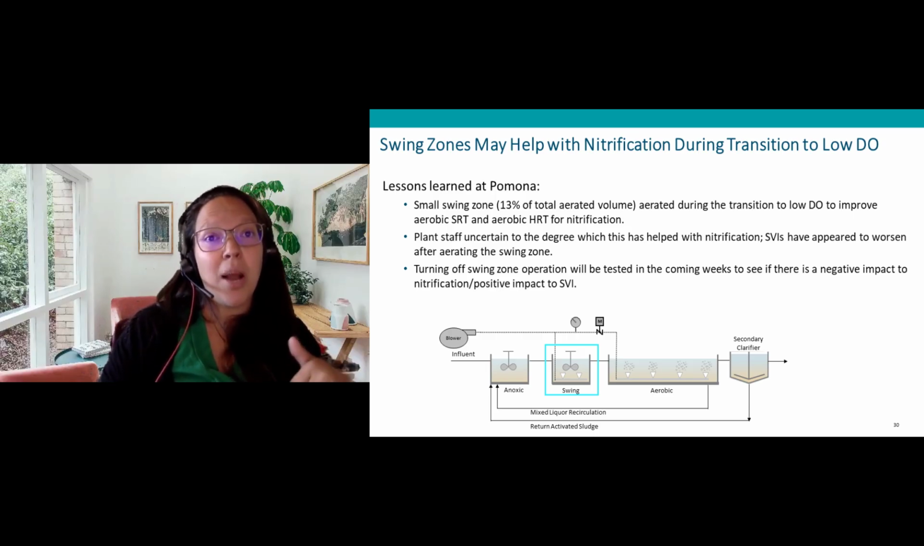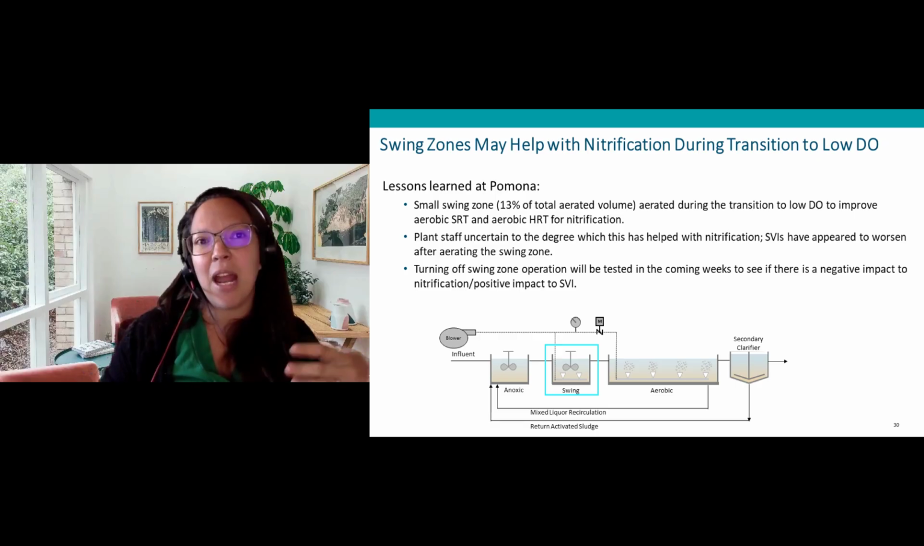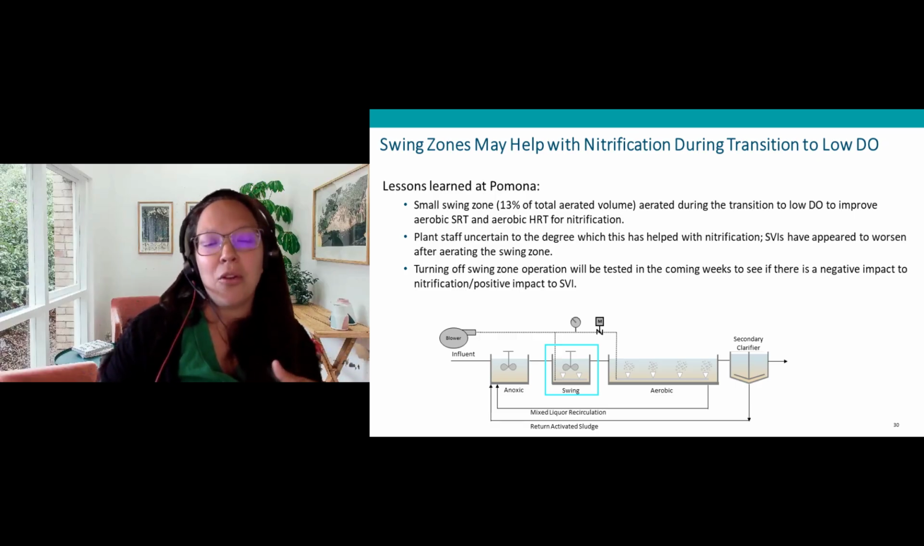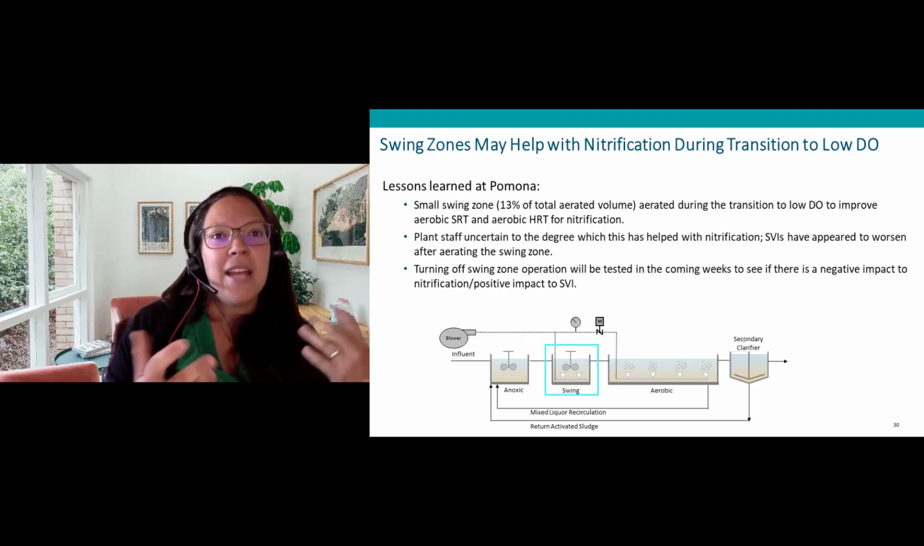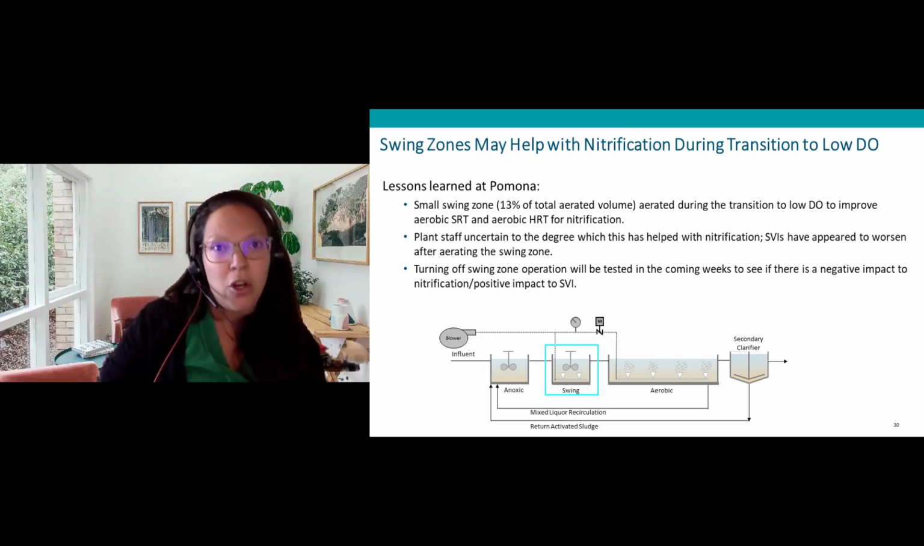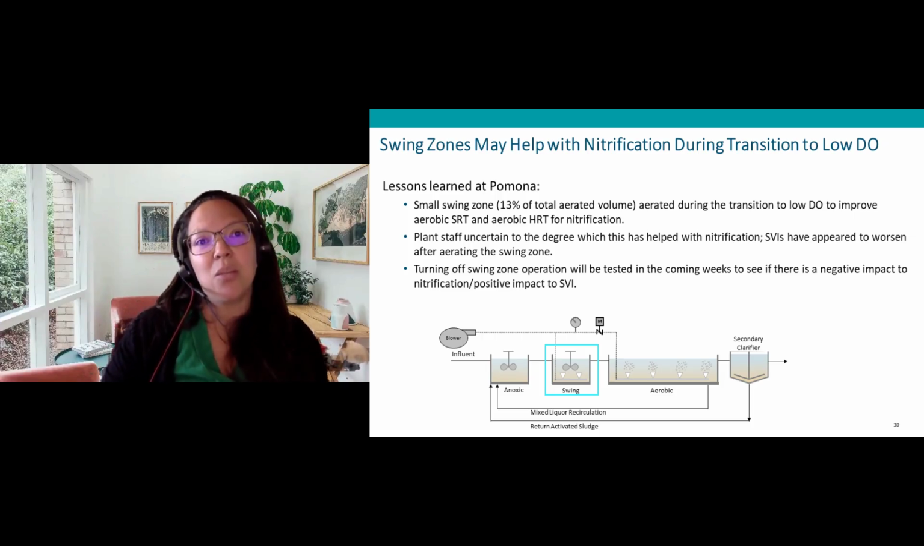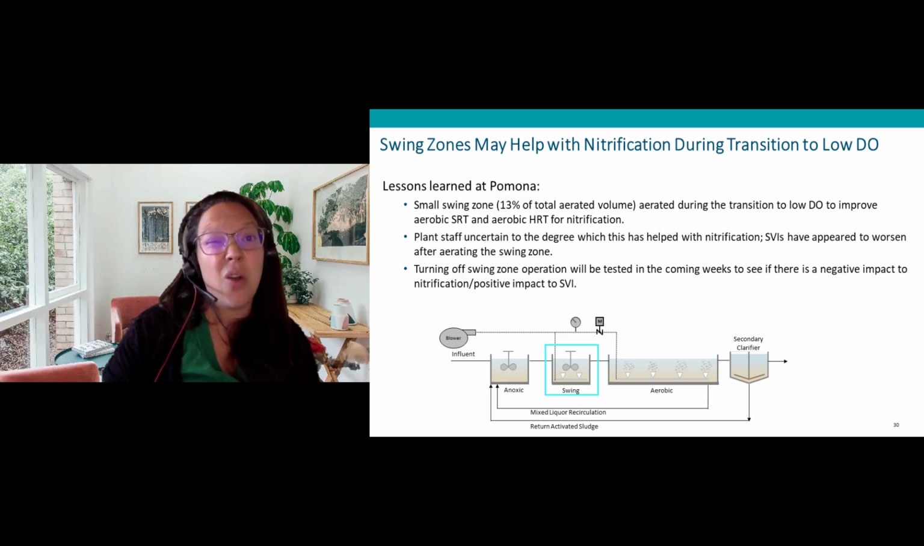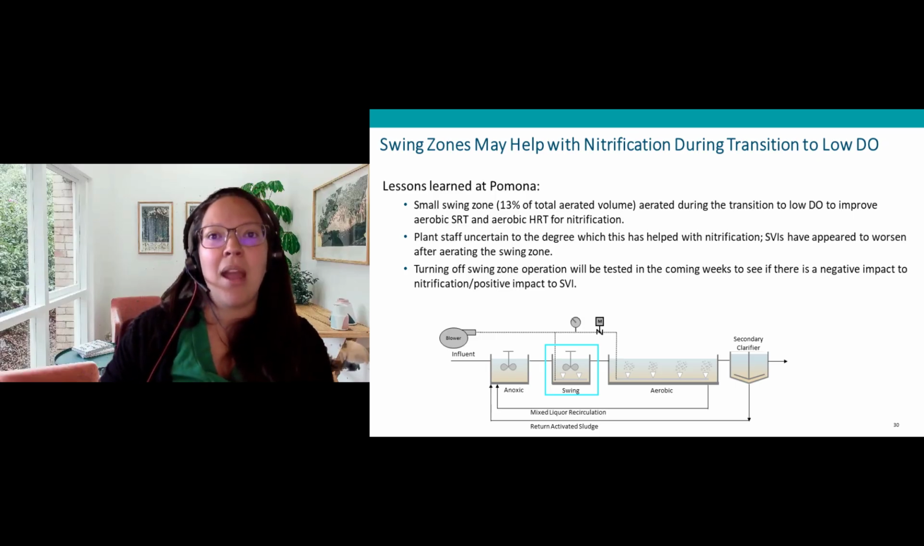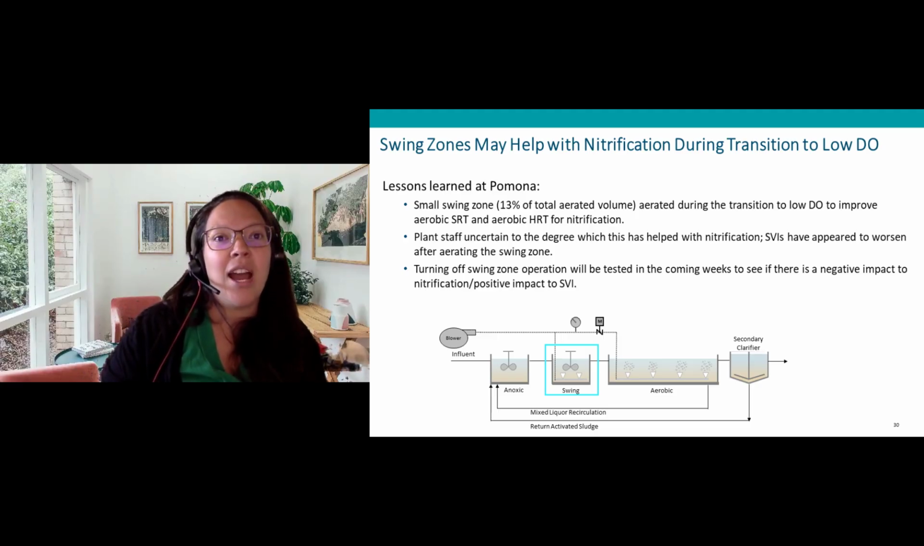Today, they do still operate this zone at the lower DO concentrations, but only between about 7 a.m. and 2 p.m. when their diurnal loads are the greatest. Although plant staff aren't certain how much this has helped with nitrification, we do believe it gives a head start to the DO in the first aeration grid, but they have noted that it may have negatively impacted SVI. I will also note that they've mentioned that the reduced unaerated volume has not affected denitrification.